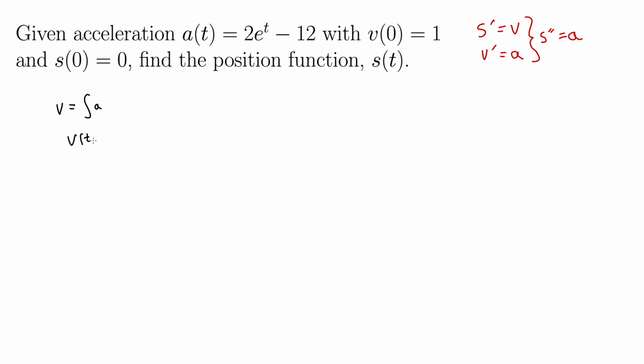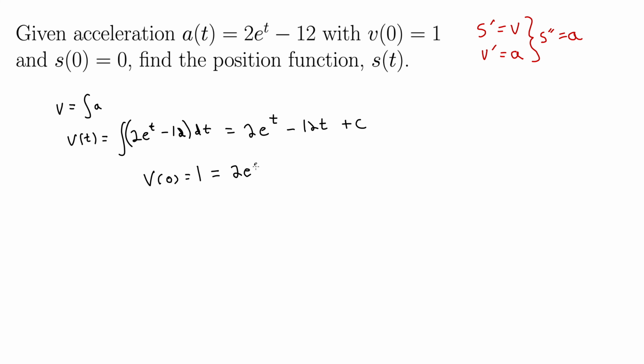So v of t must be the integral of 2e to the t minus 12 dt, but this is only as long as we solve for c using the initial condition v of 0 equals 1. Taking this integral, remember the integral of e to the t is itself, e to the t, so this is 2e to the t minus, well, it was 12, so now it's 12t, plus c. But we know that v of 0 equals 1, and when we plug in 0 for t into our velocity expression, we have 2e to the 0 minus 12 times 0 plus c. We can now use this to solve for c. This tells us that 1 equals 2 plus c, so c must be minus 1.